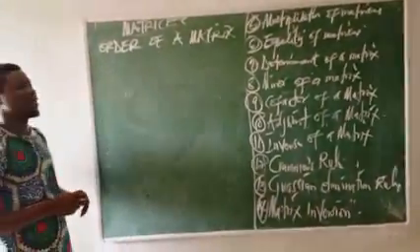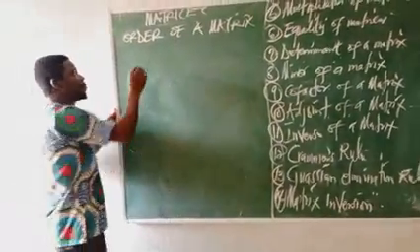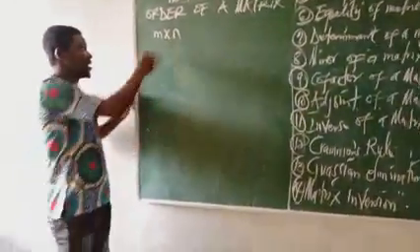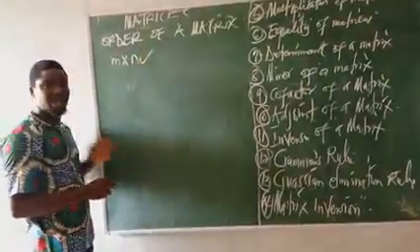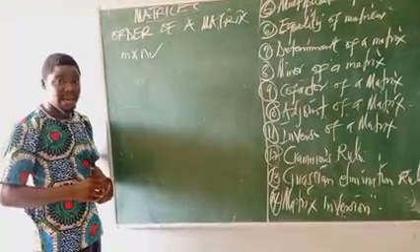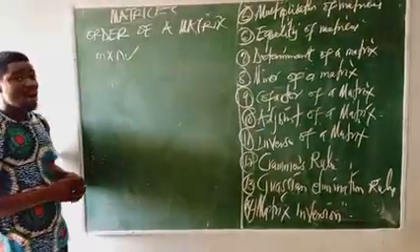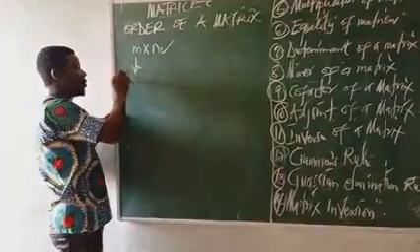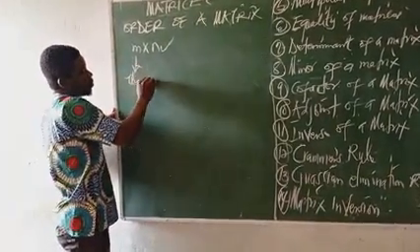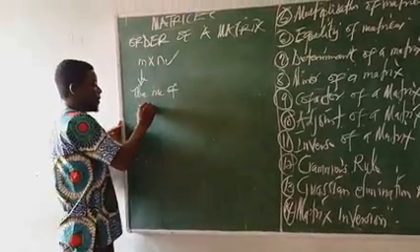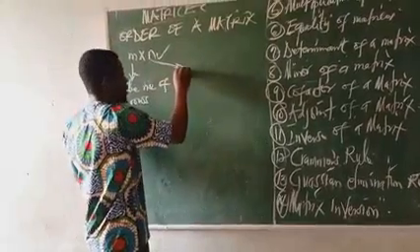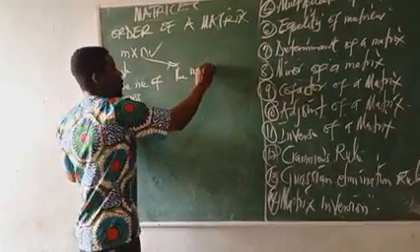Now, the order of a matrix is always of the form m by n. This is how it's written, and you pronounce it as m by n. So that is how the order of a matrix is. Your m simply means the number of rows, while your n simply means the number of columns.